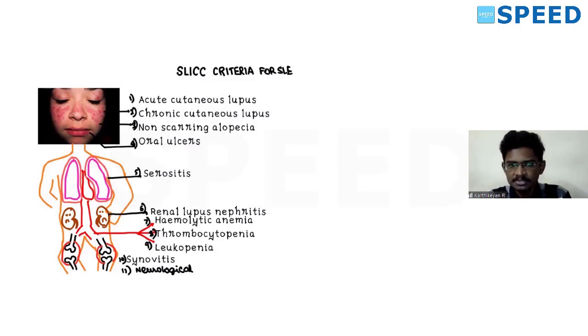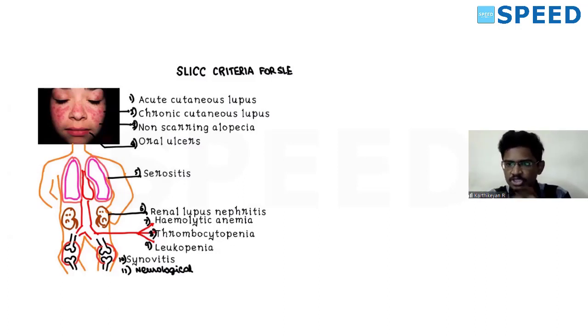Then comes the blood. So within the blood we have 3 components: RBCs, WBCs, platelets. Each will contribute one criteria to SLE. RBCs for hemolytic anemia, thrombocytopenia, as well as leukopenia. And just remember, all the cell lineages are getting suppressed in SLE.